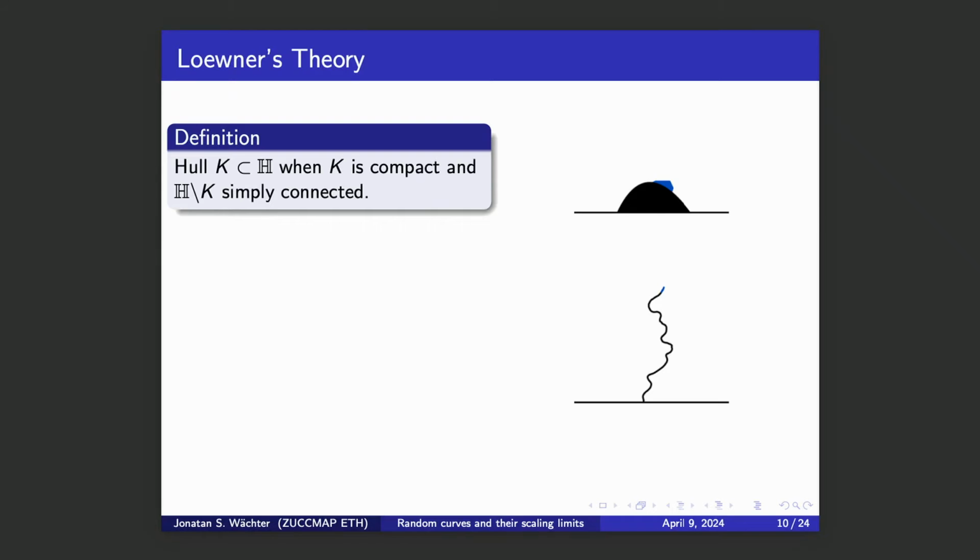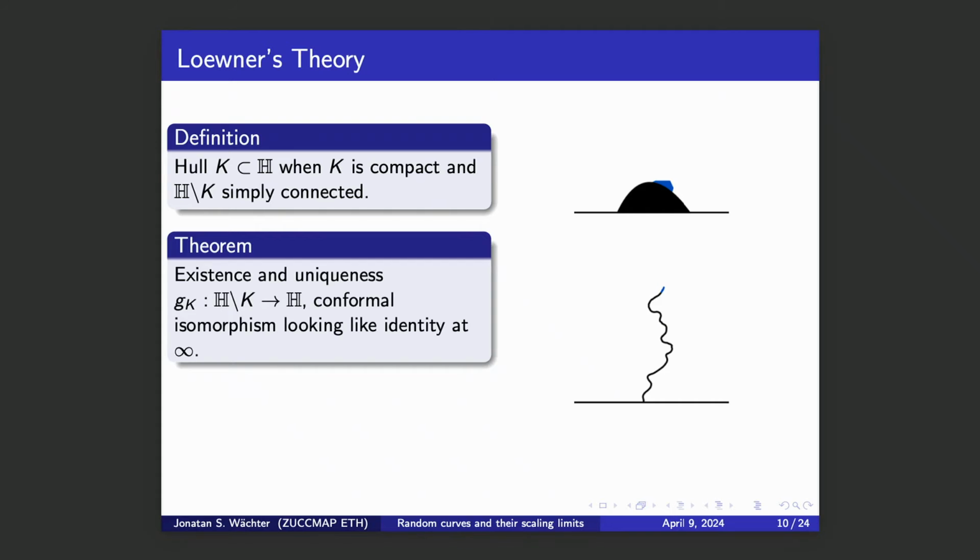So this is Loewner's theory. It's not stochastic at all to begin with. The central object, we are in the upper half plane, is a hull K, which is a compact set where the complement is simply connected. So it might look something like the black blob up there, or it might be a curve. We can use the Riemann mapping theorem to get that there is one, and it's unique, a conformal isomorphism from this complement to the upper half plane, which looks like the identity at infinity. What this means is we can think of it as this map pushing this blob or this curve, whatever it is, down into the boundary of the upper half plane. And it does so in a way so that the angles between curves, the grid lines of the complement here, are still preserved.